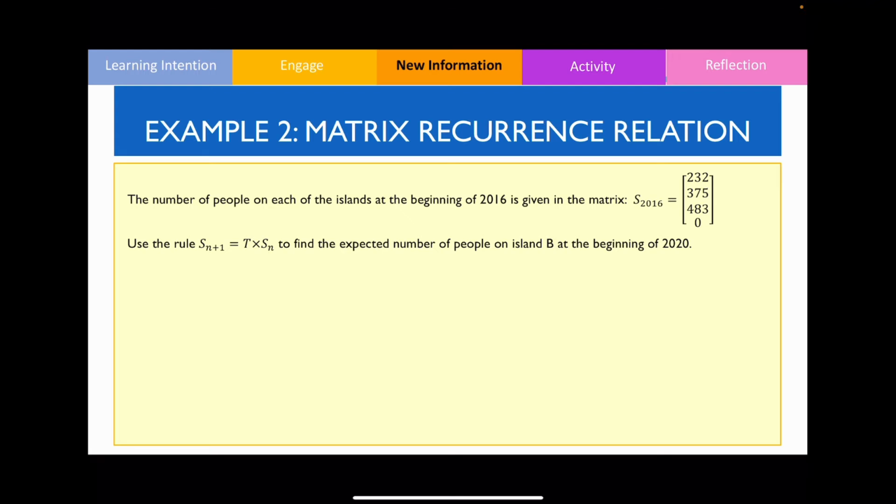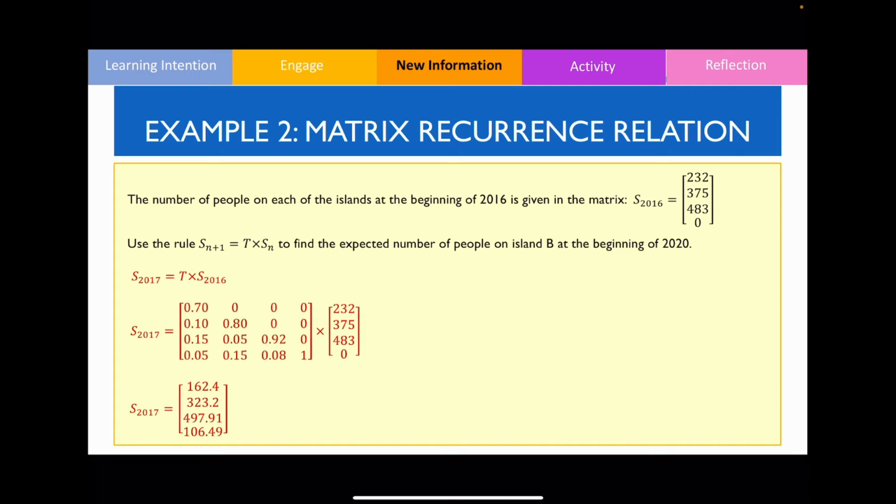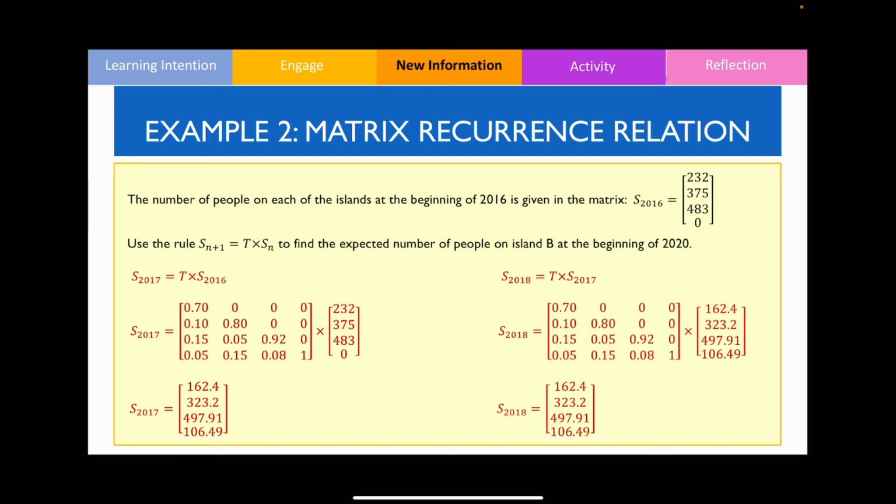is the expected number of people on island B at the beginning of 2020. In the previous question, we've already found out what was the value of S 2017, and ultimately, we need to answer this question by finding out the values of S 2018, S 2019, and then S 2020. So therefore, S 2018 can be found by multiplying the transition matrix with S 2017, put this into the calculator, this will be our answer.